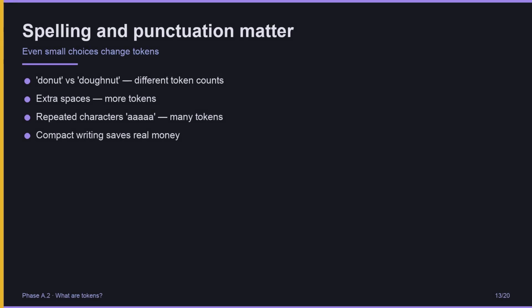Small choices in your writing change your token count. "Donut" is fewer tokens than "Donut" with different capitalization. Extra spaces add tokens. 5 repeated A's is 5 tokens.